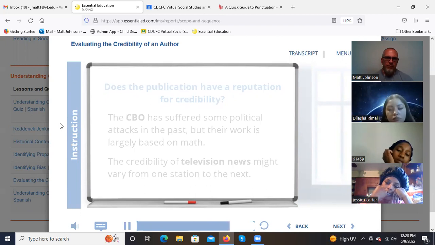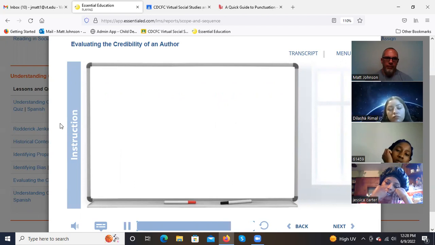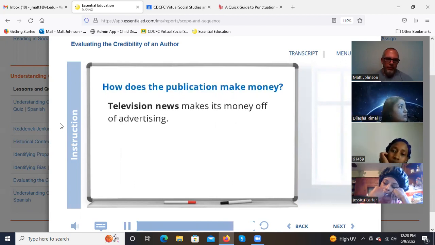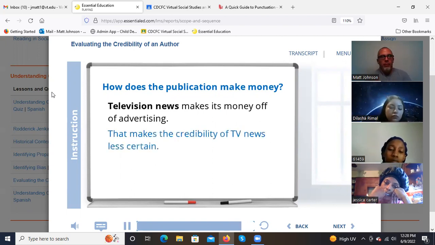Last but not least, it pays to think about payment. How does the publication make money? Television news makes its money off advertising. They want to keep you glued to the television so you watch more commercials. Television news could put a higher priority on entertainment than actual news. That makes the credibility of TV news less certain than if they didn't rely on advertising.